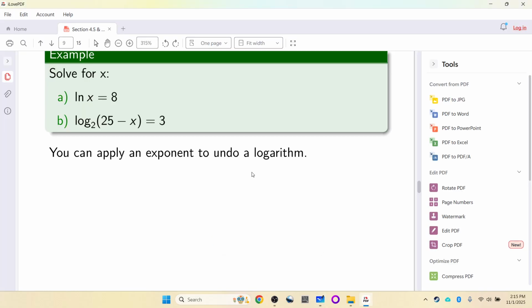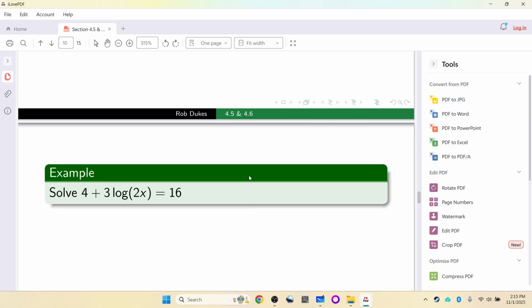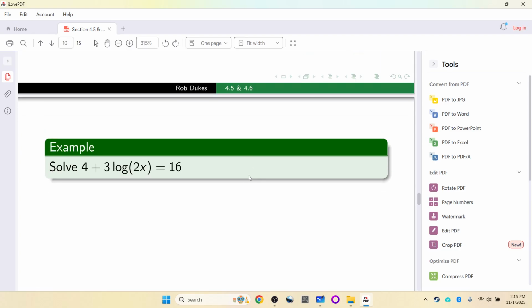So now that we have this operation, we can combine it with other operations to solve more complicated log and exponent equations. And if you're not sure, just remember we're doing the order of operations backwards. So let's consider this problem here. We have 4 plus 3 log of 2x equals 16. Did I copy that right? Yes. So remember order of operations.